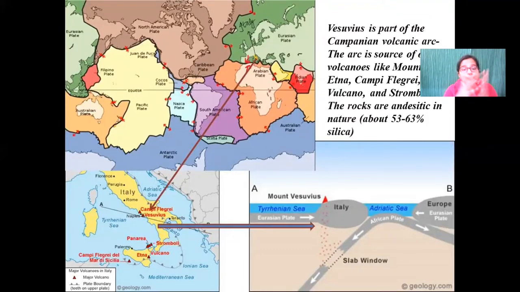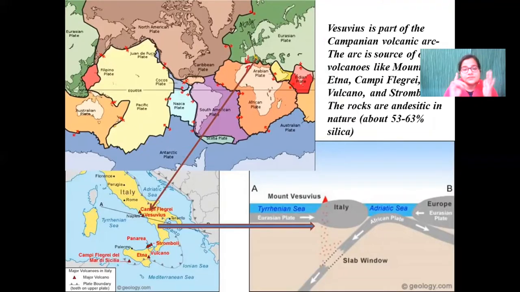Now I am broadening it up. That means I am broadening the location of Italy. All of you now look to the down image on the left hand side. You can see I have broadened the image of Italy. You can see the names are written: Campi Flegrei, Vesuvius, Stromboli, Panarea, Etna, Vulcano. All these are written in red color. These red color portions are nothing but the sites of the volcanic eruption.